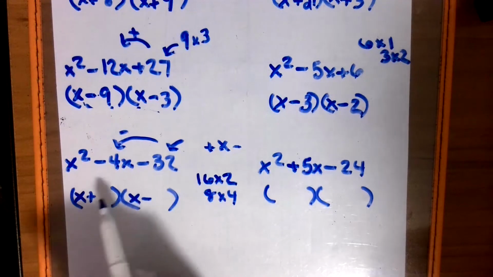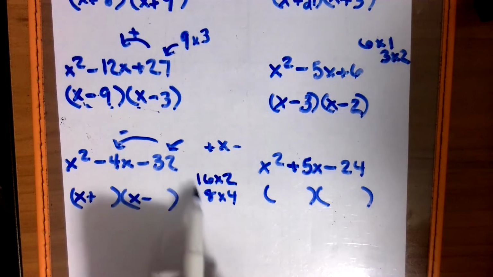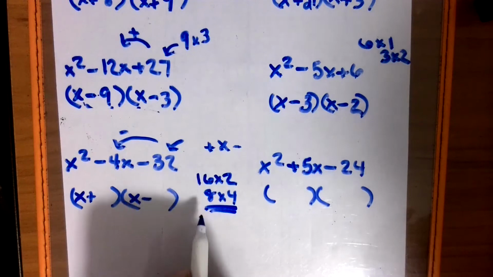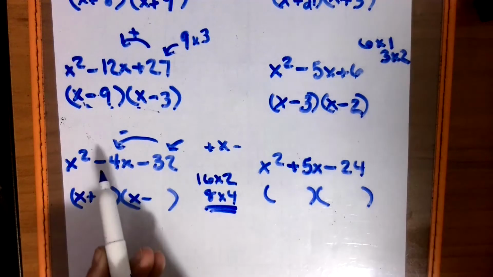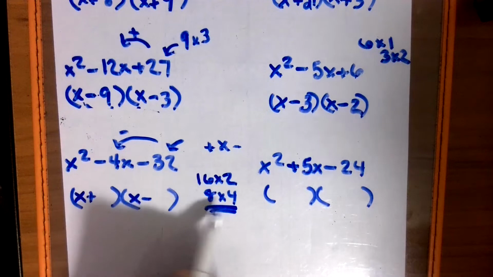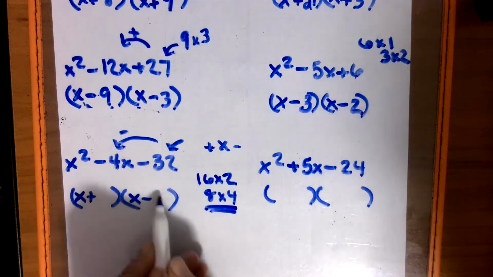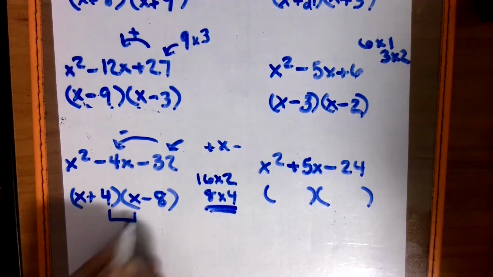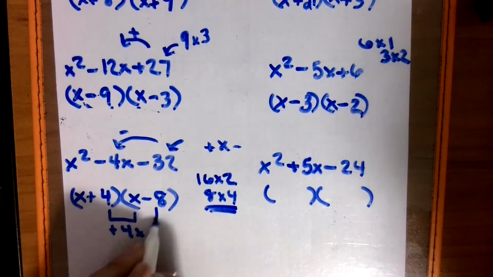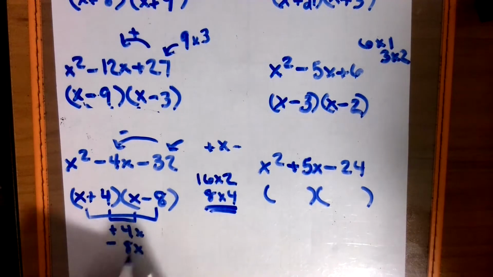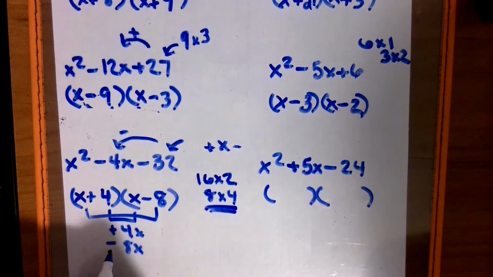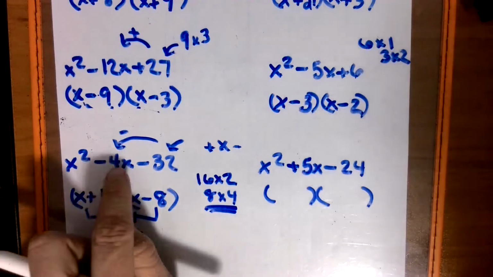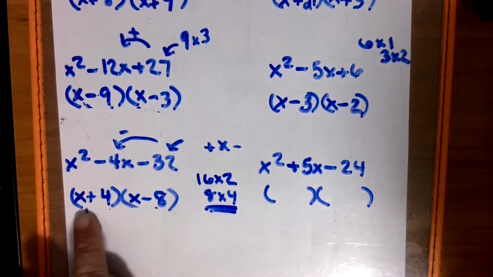So that means we have to find the difference. Which one of these gives us a difference of 4? The 8 and the 4 give us a difference of 4. Now, see how the sign in the middle is a negative. So that means the bigger digit has to be negative. So the 8 has to be negative and the 4 has to be positive, because when we do this math right here, we get a positive 4x and a negative 8x, and those two together will make a negative 4x. So that's where we're getting that terminology from of which one has to be bigger.